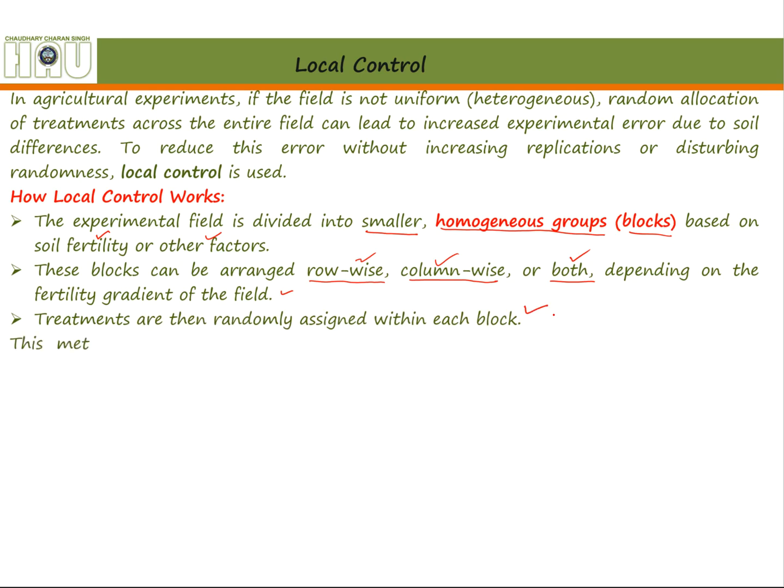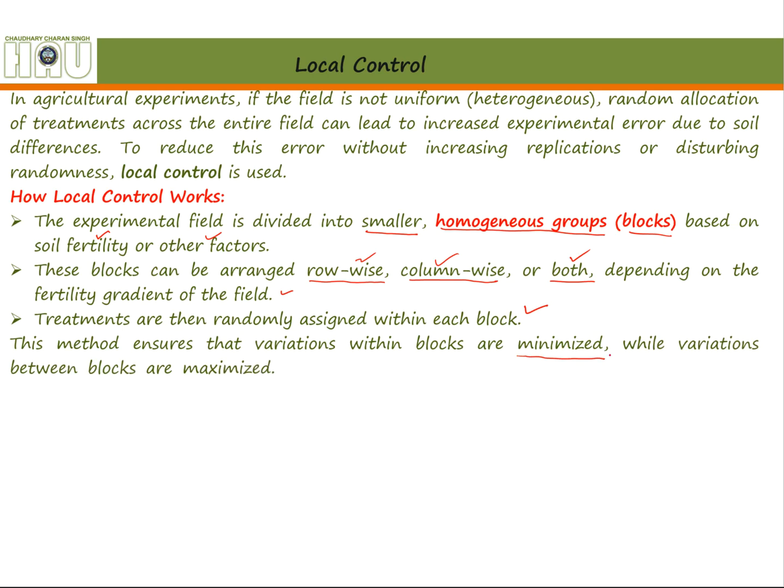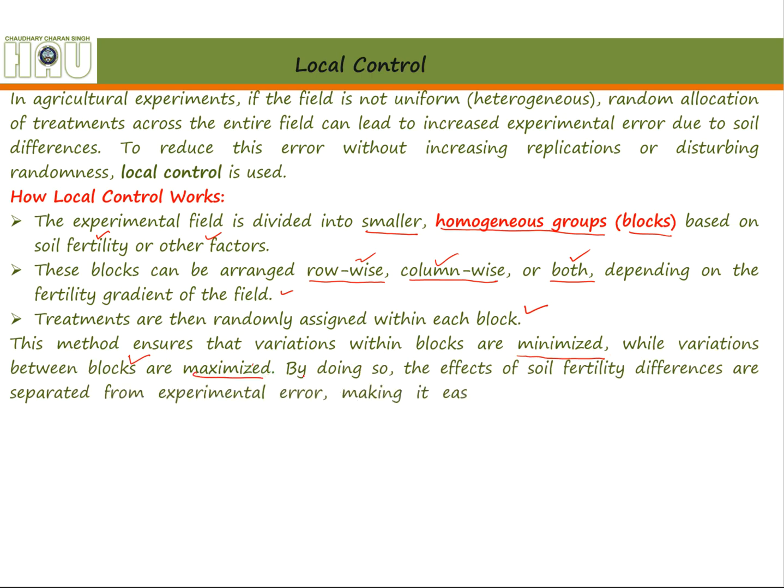and this method ensures that variation within blocks is minimized while variation between blocks is maximized. So if you make these arrangements, the effect of soil fertility differences is separated from the experimental error, which allows us to detect smaller differences between the treatments.